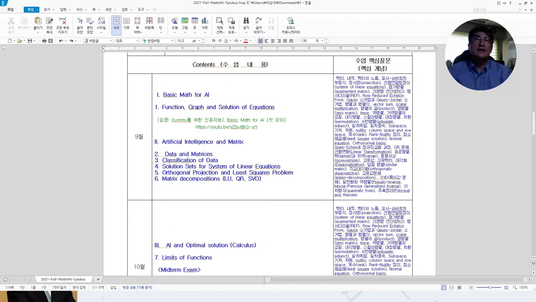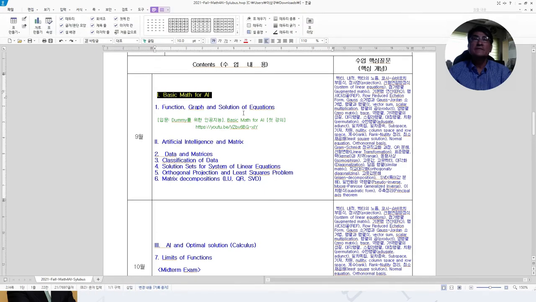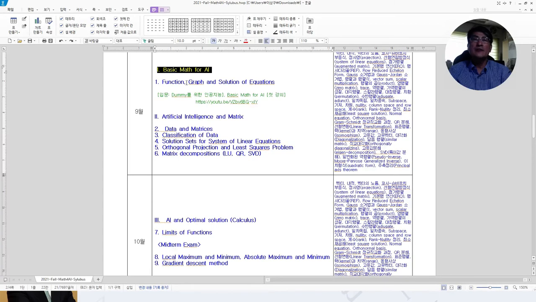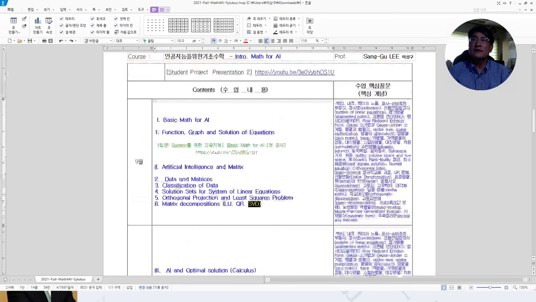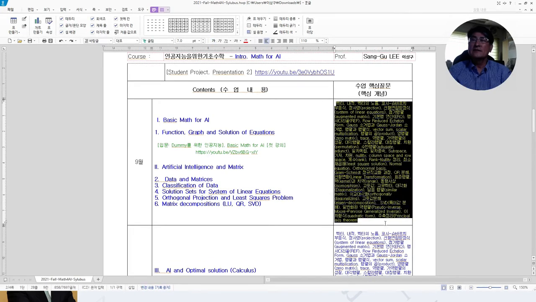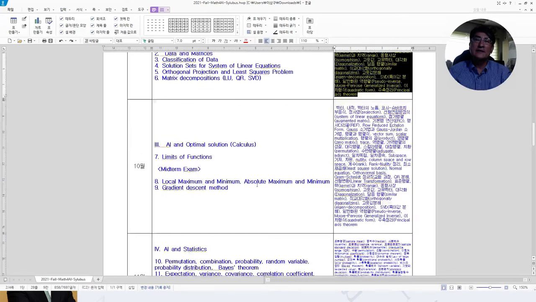In September, the first month, we will cover the basic mathematics for AI. That includes the graph of functions and solution of equations. Then, artificial intelligence and matrices. Here, we will deal with data and matrices, classification of data, solution sets for systems of linear equations, orthogonal projection and least squares solutions, and matrix decomposition that includes the singular value decomposition. Here is the core concept that we're going to cover in the first month.